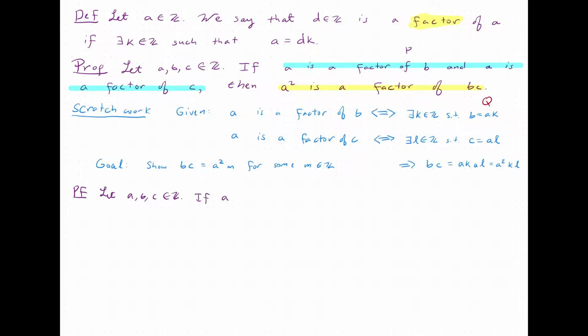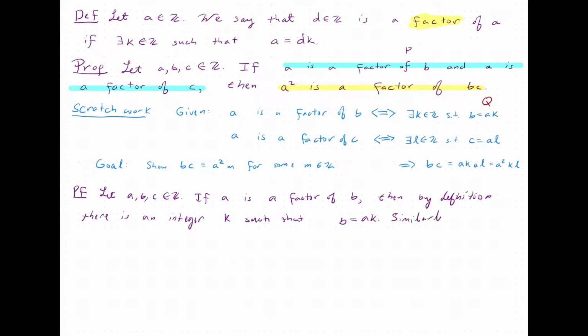If A is a factor of B, then by definition, there is an integer k such that we have that B is equal to A times K. Similarly, if A is a factor of C, then there is some integer L such that C is equal to A times L.